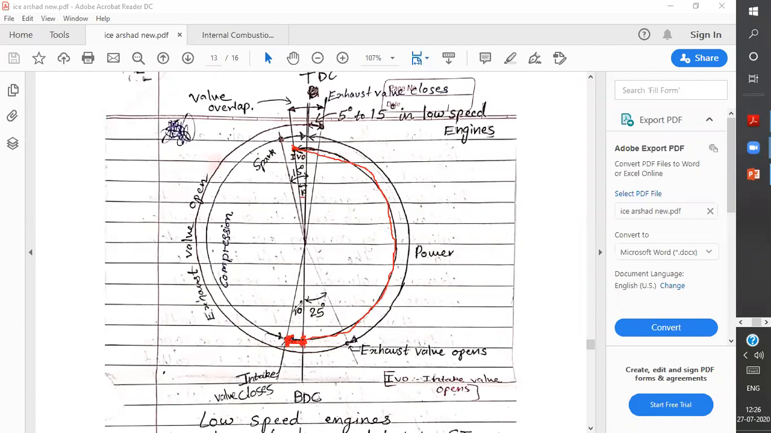After this 10 degrees, we are closing it because we are making use of the inertia of the air fuel mixture, because it is coming with a little bit of force from the intake valve. Therefore we are using that force, and as the piston is moving a little bit up, it will not force the air fuel mixture back up.